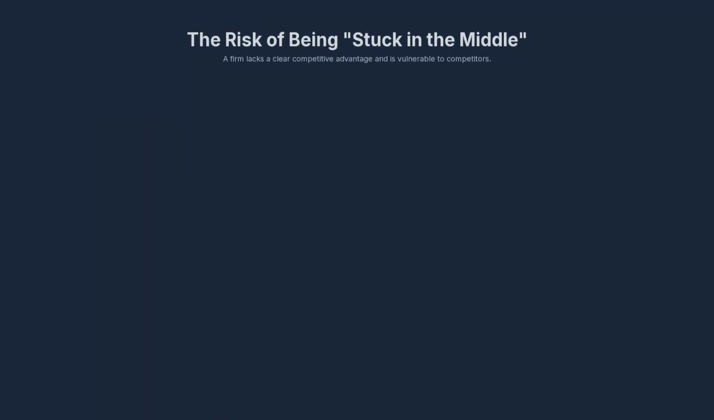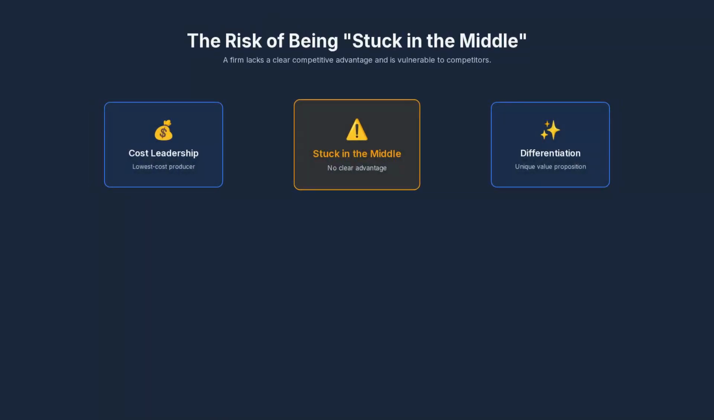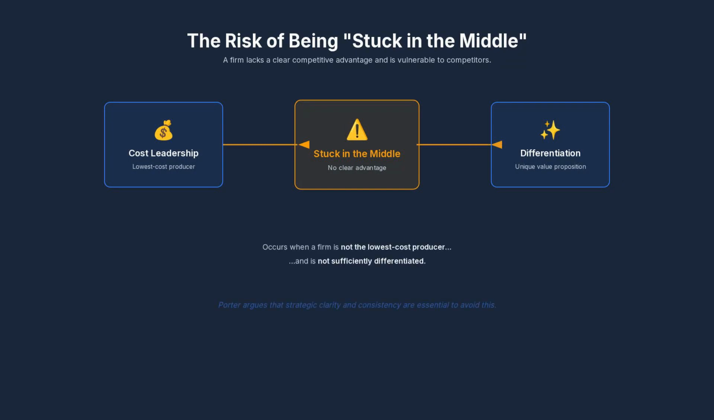A central warning in Porter's framework is the risk of being stuck in the middle. This occurs when a firm is not the lowest cost producer and is not sufficiently differentiated. Such firms lack a clear competitive advantage and are vulnerable to competitors on both sides. Porter argues that strategic clarity and consistency are essential to avoid this situation.